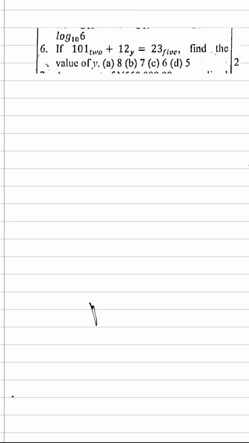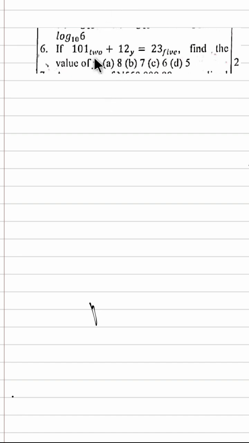Since it says number bases, the question is: if 101 base 2 plus 112 base y equals 23 base 5, find the value of y. So we want to get the value of y, which is base what? We don't know the value of base y. So how do we solve this question?